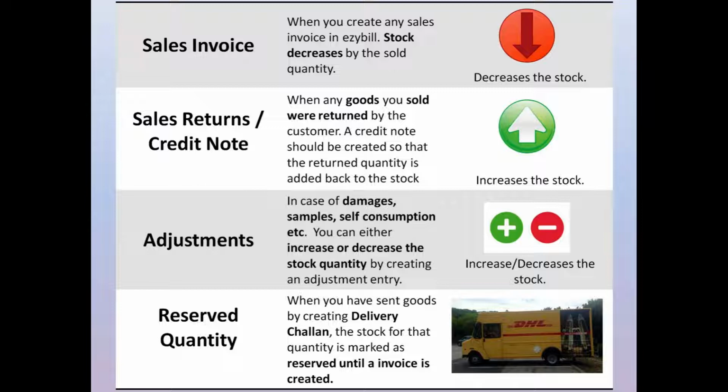Adjustments: in case of damages, samples, self-consumptions, etc., you can either increase or decrease the stock quantity by creating an adjustment entry. Reserved quantity: when you have sent goods by creating a delivery challan, the stock for that quantity is marked as reserved until an invoice is created.